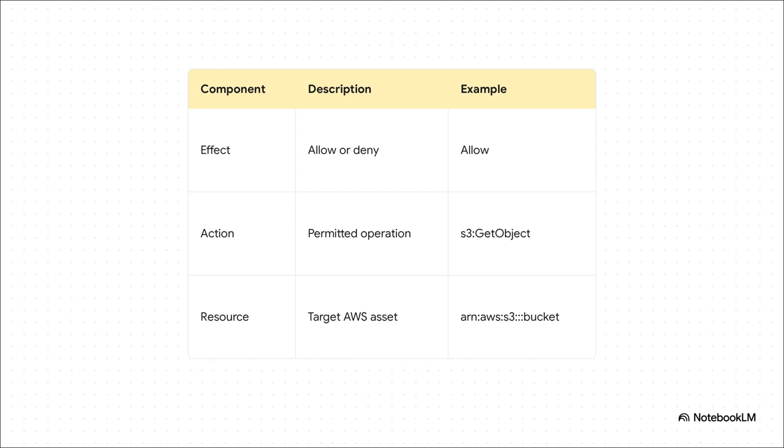A policy is basically just 3 simple buckets. First, the effect. Does this policy allow or explicitly deny? Second, the action. What specific AWS operation is permitted, like reading a file using S3 getObject? And third, the resource. Which exact AWS asset is being targeted? For example, a very specific S3 bucket holding your machine learning data.